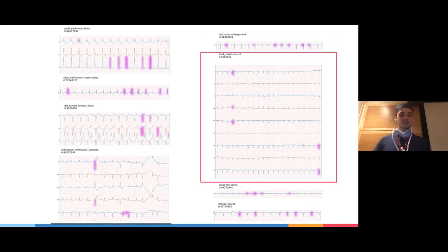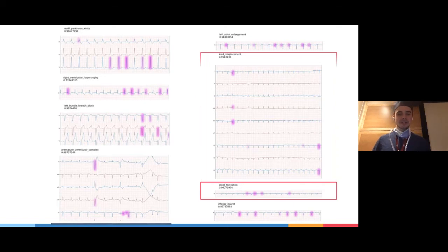This is interesting too. You have here the lead misplacement. We put 9 electrodes. And you can see it was able to make relationships between the beats across different leads in order to figure out that this is a lead misplacement with a probability of 91. And interestingly, it's highlighting, for example, the positive AVR, which should always raise suspicion for this diagnosis.